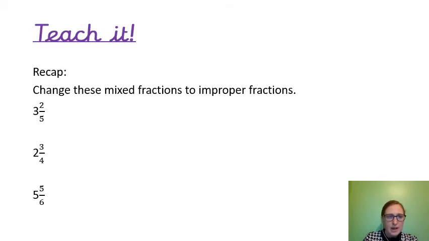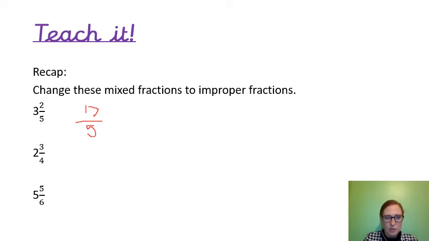Let's recap. How can we change these mixed numbers into improper fractions? We looked at the drawings before. We've got 3 whole ones and 2 fifths. Now each of these whole ones, we can imagine, could be split into 5 equal pieces. So 1 whole is the same as 5 fifths. 2 wholes would be 10 fifths, and 3 wholes would be 15 fifths, plus an extra 2, and that gives us 17 fifths. So we can use our times tables to work those out.